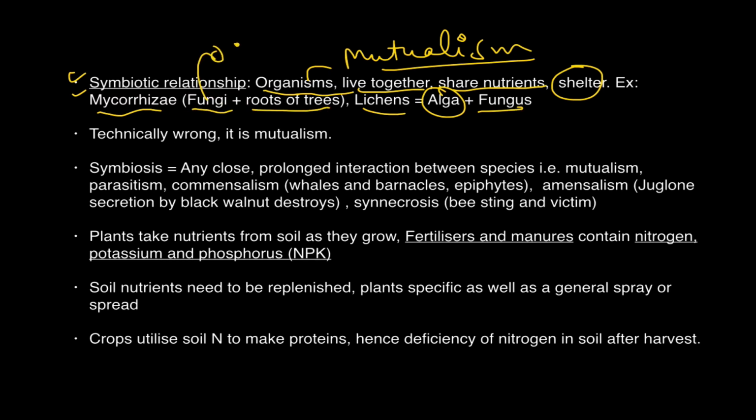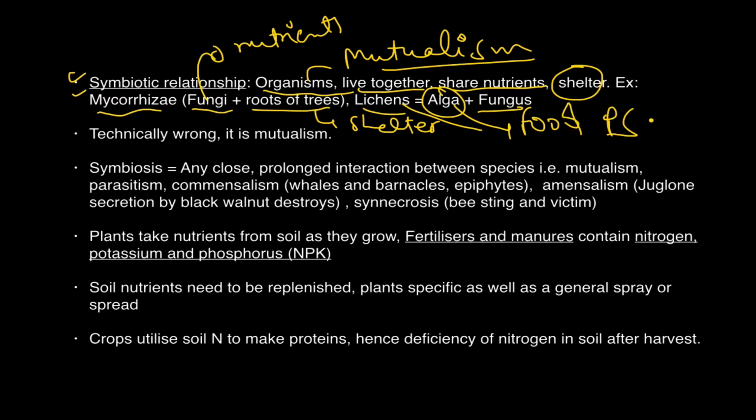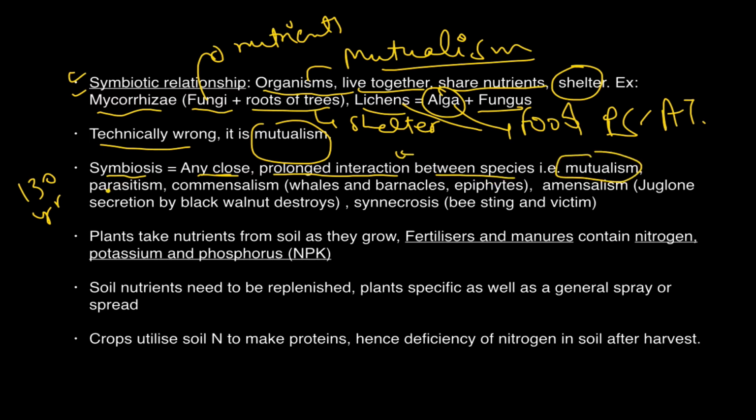Fungus helps in the absorption of nutrients, and both benefit, remember both, in lichens also, in mycorrhiza also. Here they are provided with shelter plus food. In lichens, algae provide them with food, because algae can do photosynthesis, because algae is an autotroph. Technically it is wrong. Again I have told you, it is mutualism, because symbiosis was a 130-year-old debate, which is finally settled now, that any close or prolonged interaction between species is a symbiosis. Is that understood? It can be mutualism, it can be parasitism.